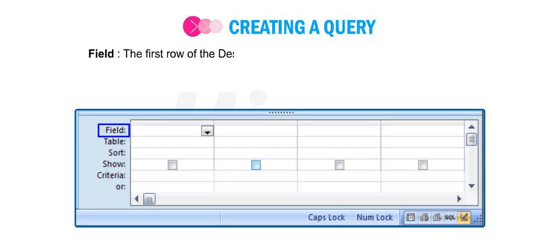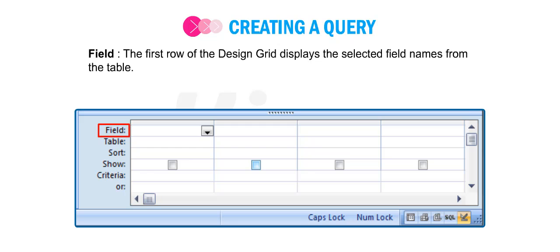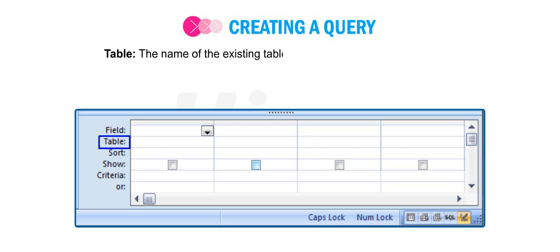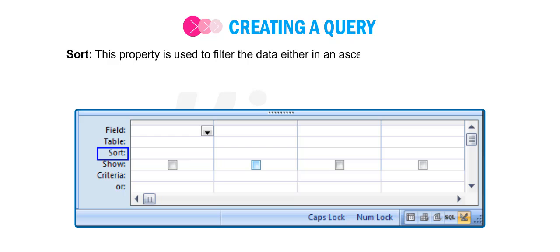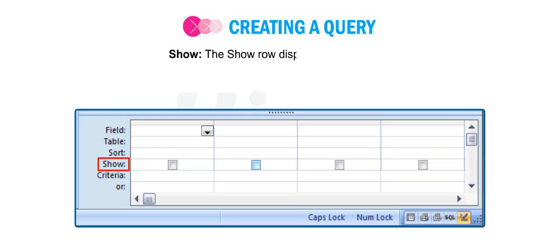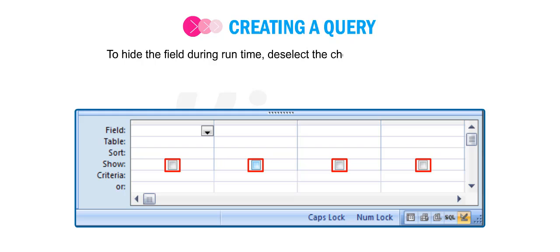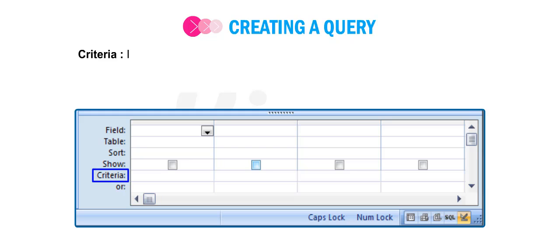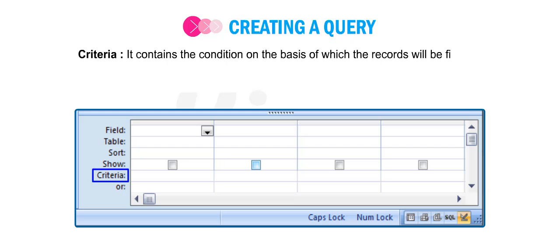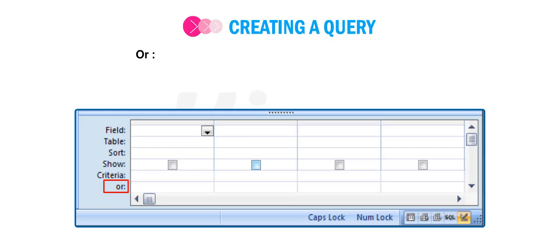Now in the design grid, this is the thing. The first thing is the field. You know, the meaning of field is the column, okay? The second is the table. Third one is the sort. If you want to sort it on the basis of a roll number or a grade or even the marks obtained by the child, that you can do. If you want to show or hide, you can click on this check mark. The field with the check mark displays the information when the query is being run. Otherwise it hides, okay? To hide the field during the runtime, deselect the check mark. In the criteria, you can give a condition on the basis of which the records will be filtered. For example, you want to see only the 8th class or the 9th class, okay, that you can tell here. Or is for the multiple criteria, if you have more than one criteria, you can use this.